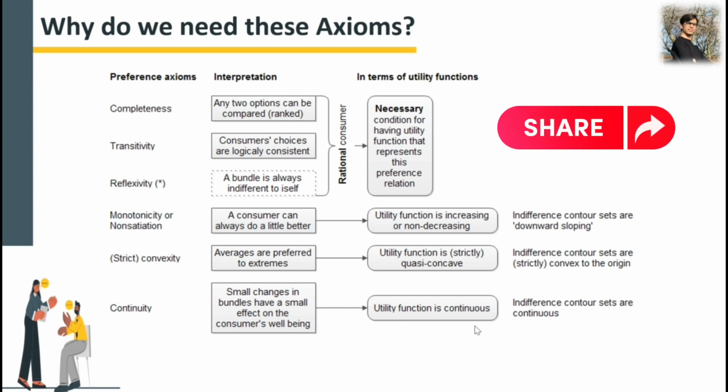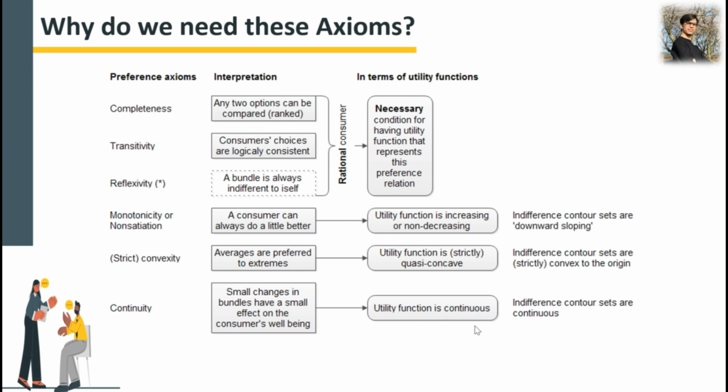If we satisfy these three axioms, in terms of utility function, it's a necessary condition for having a utility function that represents this preference relation. So in order to have a utility function, we have to satisfy these three axioms. Now, why do we need the axiom of monotonicity and local nonsatiation? These two axioms basically demonstrate that a consumer can always do a little better by having at least more of one good.